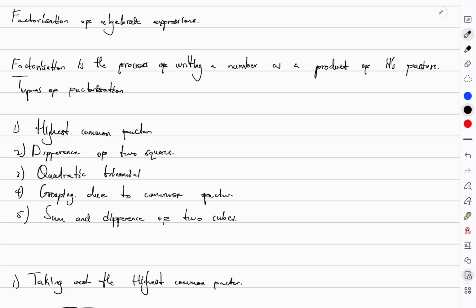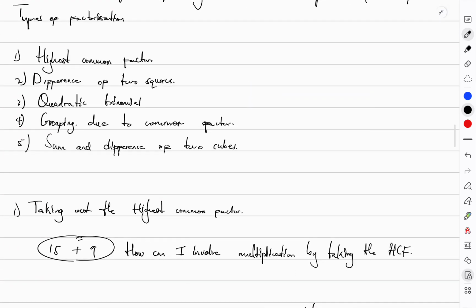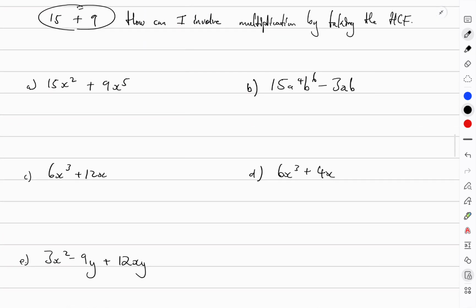We have the factorization by taking out a highest common factor. So let's read the definition. Factorization is the process of writing a number as a product of its factors. So the first part is to find the highest common factor. The second part is the difference of two squares. The third part is quadratic trinomial. The fourth part is grouping due to common factor. And the last one is the sum and difference of two cubes. Now let us see what it means.